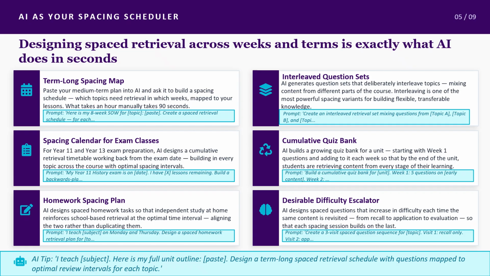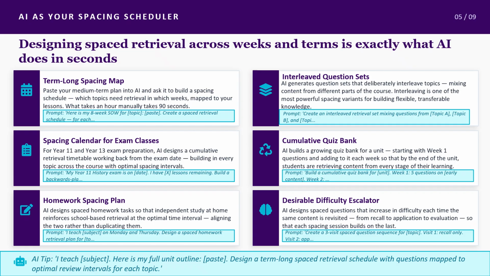AI builds a growing question bank for a unit, starting with 5 questions in week 1 and adding to it each subsequent week, so that by week 6, students are retrieving questions from every stage of their learning within the unit. The cumulative bank becomes your starter quiz for the whole unit without additional planning after the initial generation.